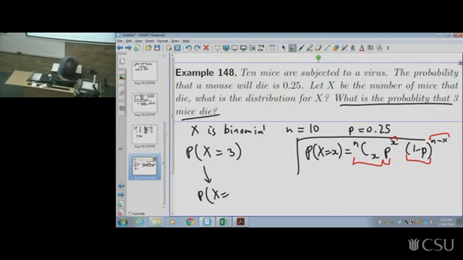So in this case here, we want the probability x equals 3. So what's the n going to be? Just plug in the formula. The n is 10, so it's 10 choose 3, the probability of success is 0.25 to the power of 3, times 1 minus 0.25 to the power of 7. Now, you could write 10 minus 3.